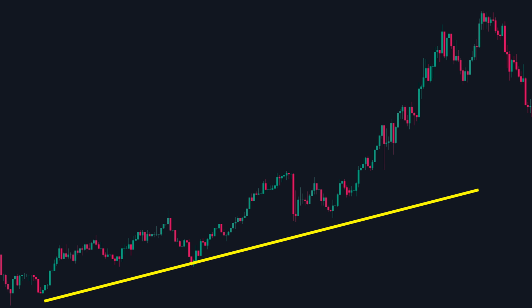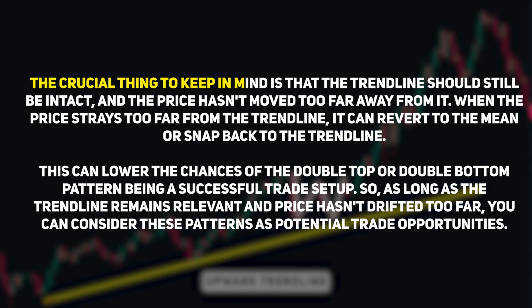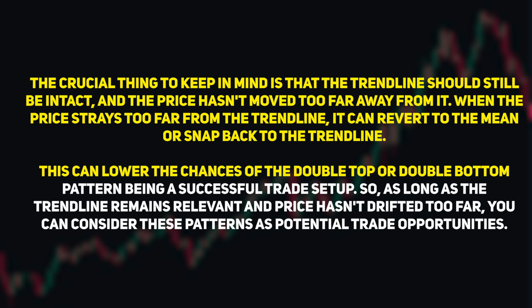You don't always have to wait for the double top or double bottom patterns to form right next to the trend line. These patterns can appear at various points within the uptrend. The crucial thing to keep in mind is that the trend line should still be intact, and the price hasn't moved too far away from it. When the price strays too far from the trend line, it can revert to the mean or snap back to the trend line. This can lower the chances of the double top or double bottom pattern being a successful trade setup. So, as long as the trend line remains relevant and the price hasn't drifted too far, you can consider these patterns as potential trade opportunities.